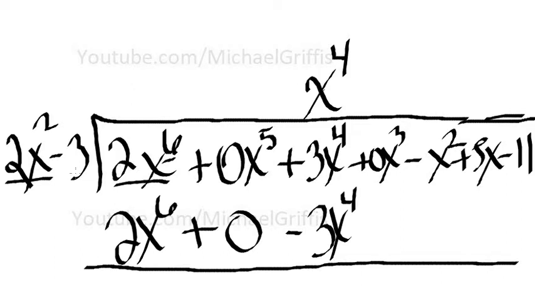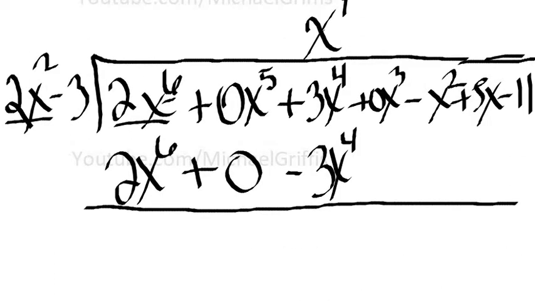Go ahead, take their difference. So remember, we take the difference, so it makes a negative out front. That 0 doesn't matter. And then that's going to make that a plus. All right, so we're going to have 2x to the 6th minus 2x to the 6th is 0. 0 plus 0, 0. 3x to the 4th plus 3x to the 4th is going to give us 6x to the 4th. Okay, 6x to the 4th.